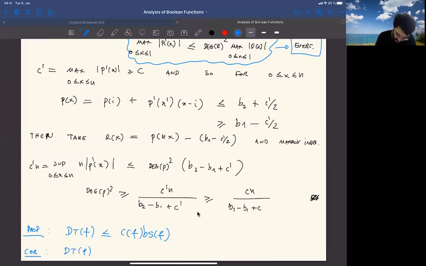that the decision tree complexity is less or equal than, well, we do know that a certificate is less than sensitivity times block sensitivity. But sensitivity is less than block sensitivity cubed. And block sensitivity is less or equal than certificate. Okay, and so there you go. And so this one is an immediate corollary. You don't need it, you just need to realize.